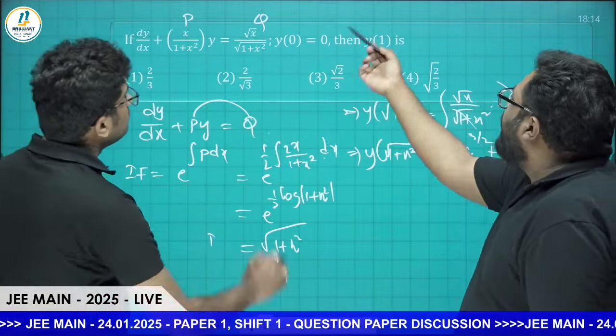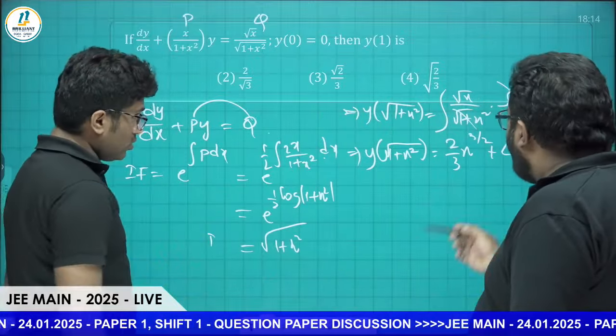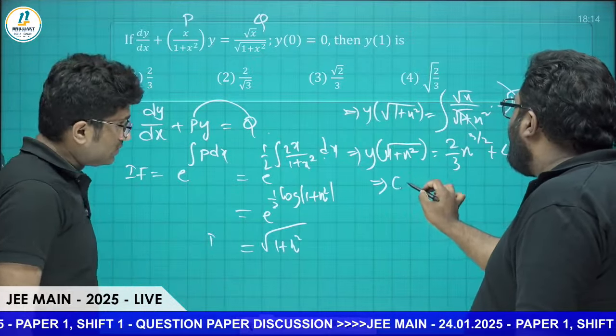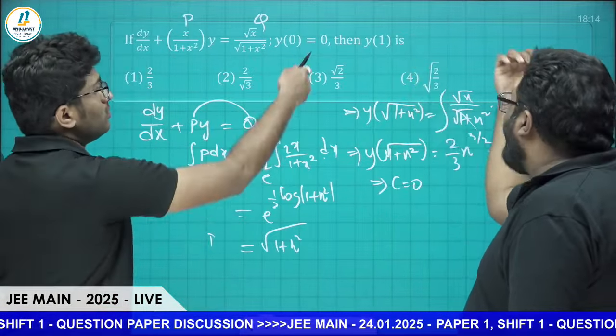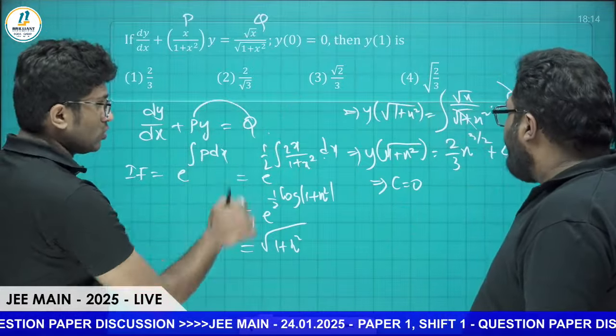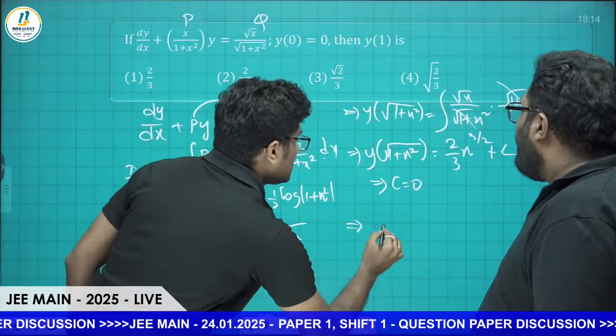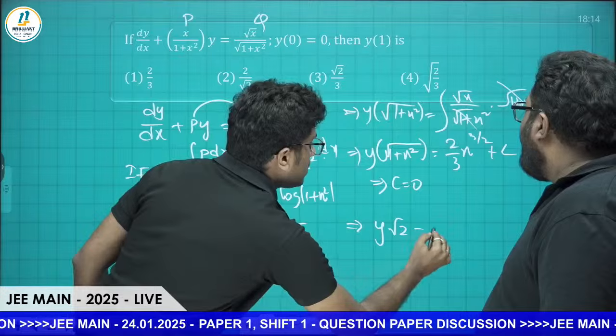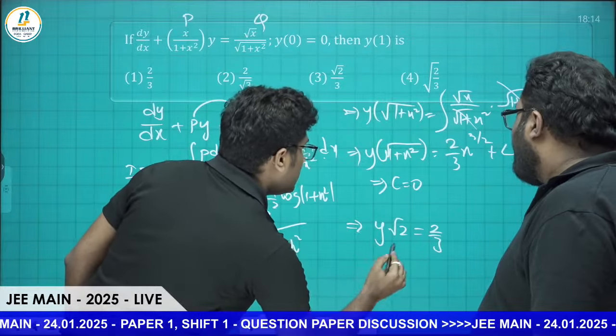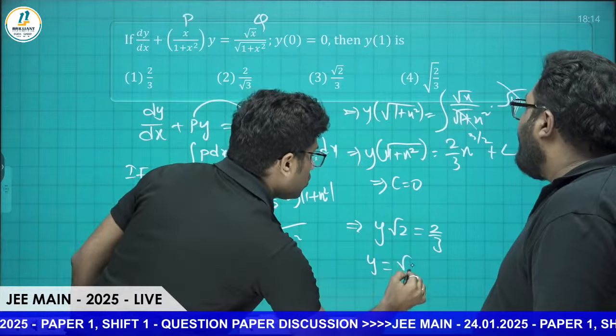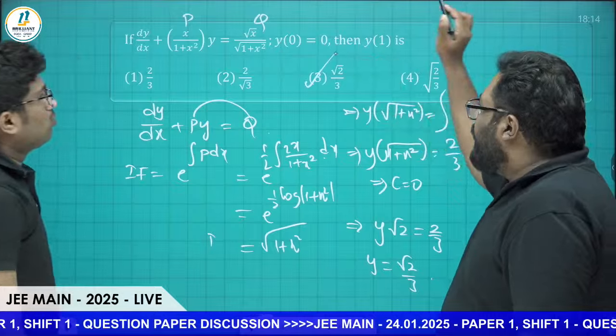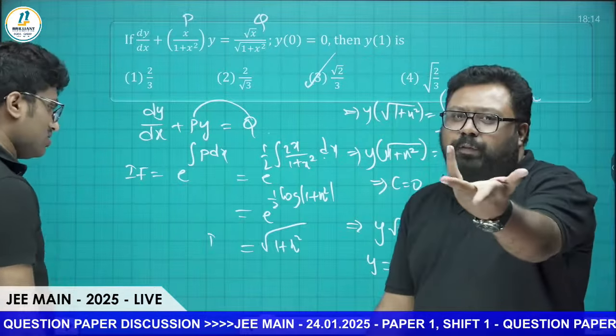Okay, so they have given y is 0 when x is 0. What that means is c will be 0 only. So if we put c is equal to 0, then what is y of 1? Put x is equals to 1 in this. So y into root 2 is equals to 2 by 3. That's it. So y is equal to root 2 by 3. Yes, option 3. Very simple, straightforward question.